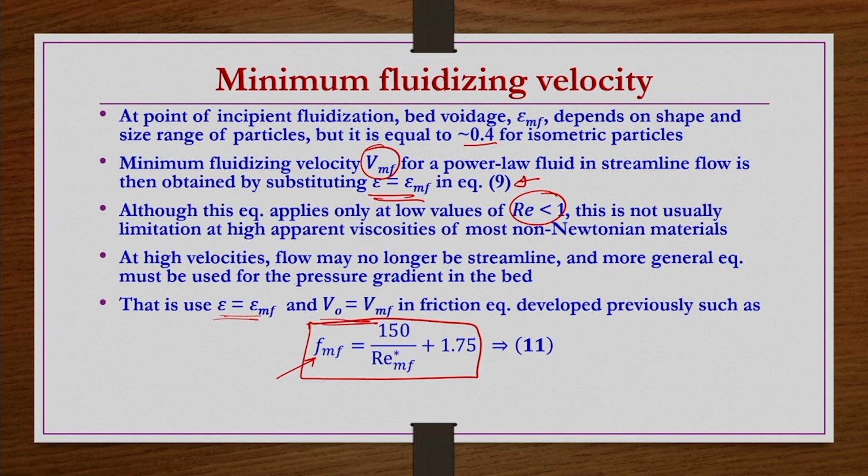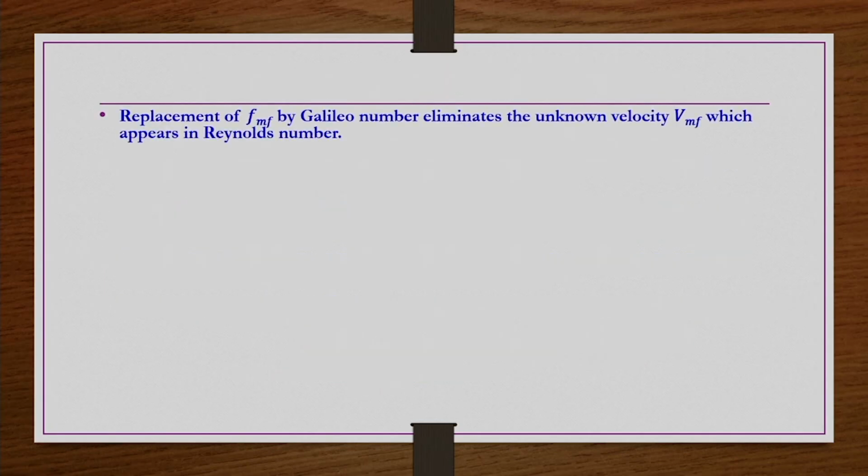So, then what do we have? Without the Vmf value you cannot calculate Re star mf or Fmf star or Fmf as well. But we are doing all this analysis in order to calculate Vmf. So, in order to avoid such complications, we do some mathematical simplifications here, a rearrangement of the equation.